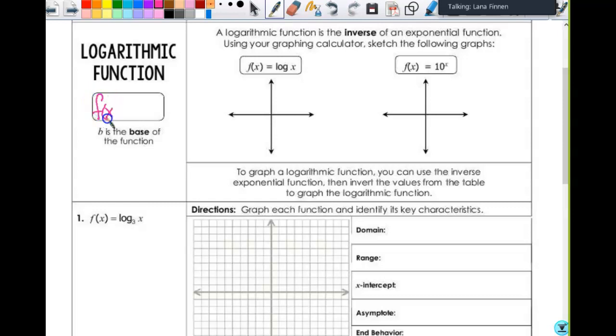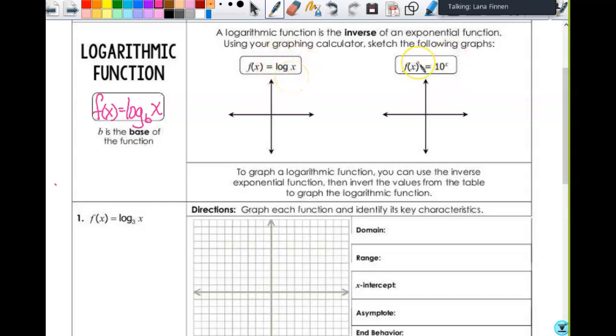f of x equals log base b of x. So when we had our most basic exponential, we had f of x equals b to the x. And b could be any number, just like b could be any number here. But we need something to graph some generic function. So we use 2 for the exponentials. We're going to use a base 10 for the logs, so we can just use the common log here.